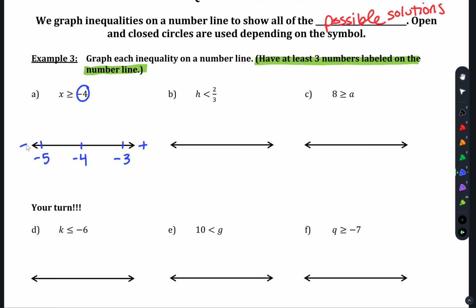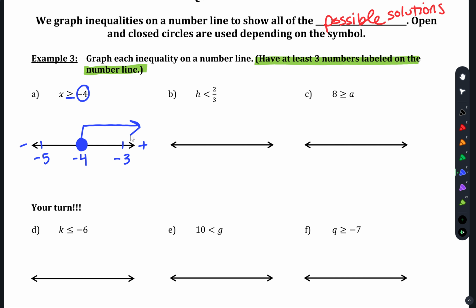So if x is all the values greater than or equal to -4, I know that all the values that are going to make this inequality true include the number -4. So I want to use a filled-in circle because of that equal sign. And I want to shade my graph or point my arrow to the right, towards all the numbers bigger than or more positive than -4. And that's my solution there.